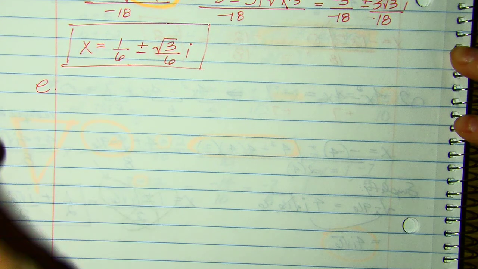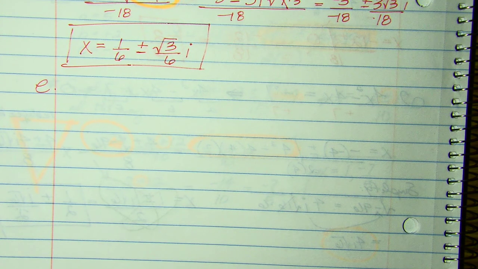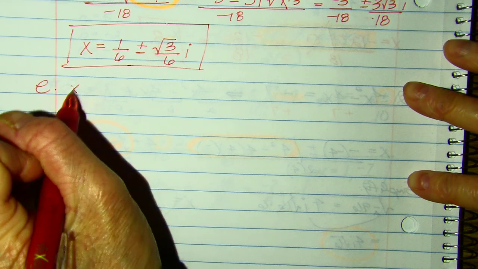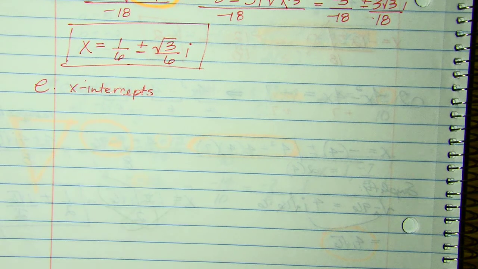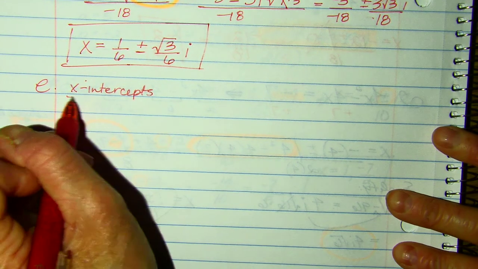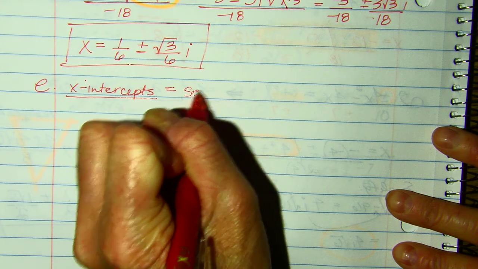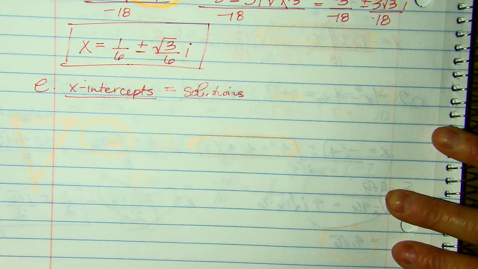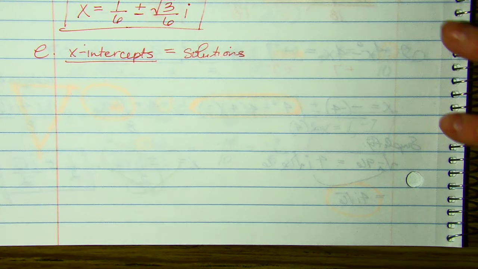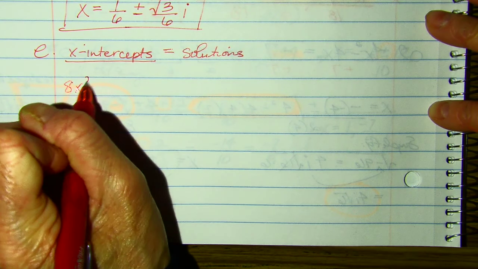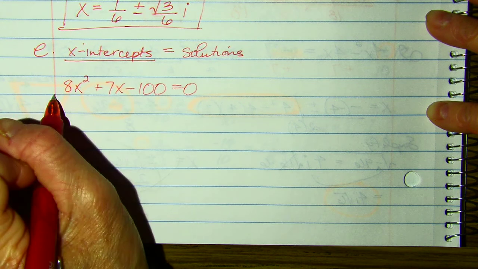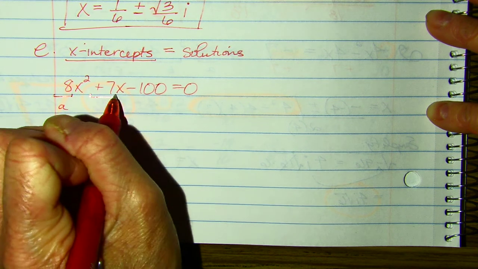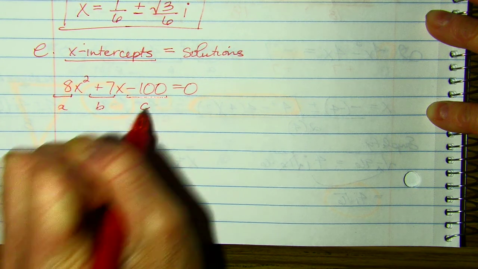E. We are looking for the x-intercepts of part E. And so remember that x-intercepts, so if it asks you to solve by graphing, on Desmos, you're looking for the x-intercepts because those equal our solutions. So you could use Desmos for this one, but we're going to do it by hand. It's 8x squared plus 7x minus 100 equals 0. So 8 is A, positive 7 is B, negative 100 is C.